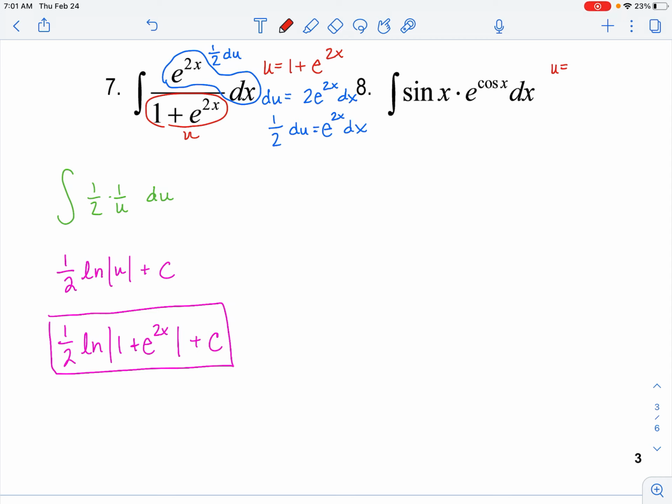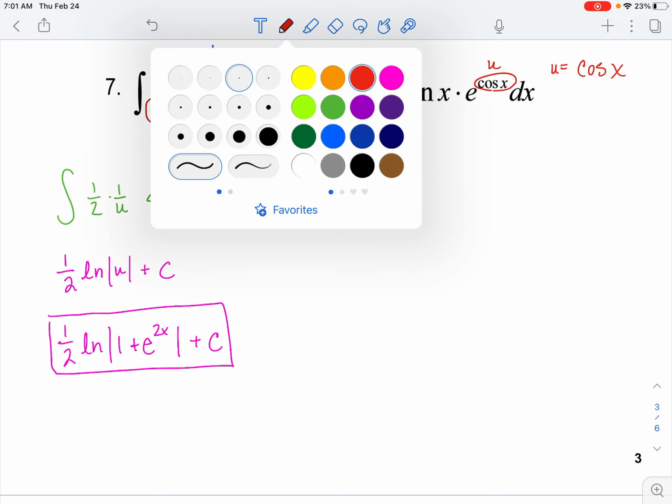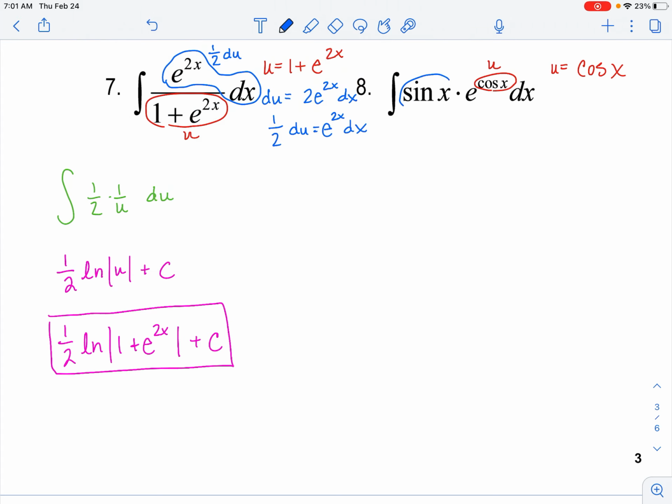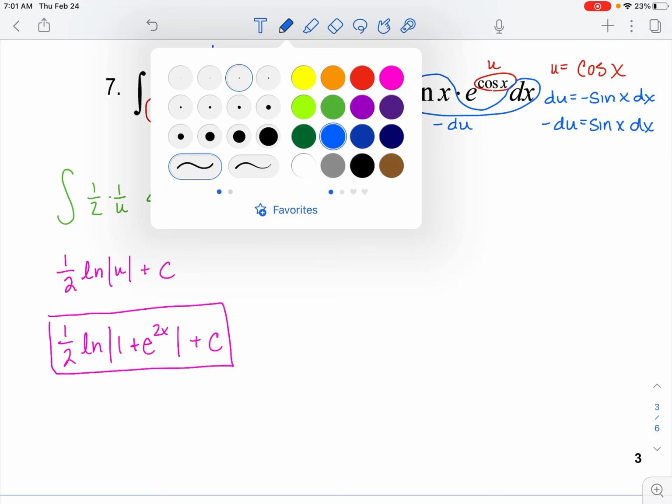So we're going to let u equal this exponent. So u is cosine x. And then you should be seeing, how am I going to get out the sine x dx? Well, very easily. So du is negative sine x dx. So we need to divide by negative 1. So negative du is sine x dx. So in place of sine x dx, we put negative du.